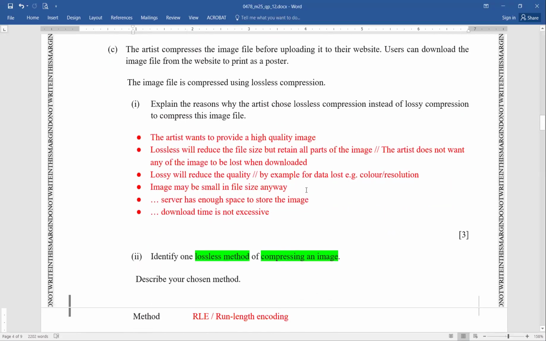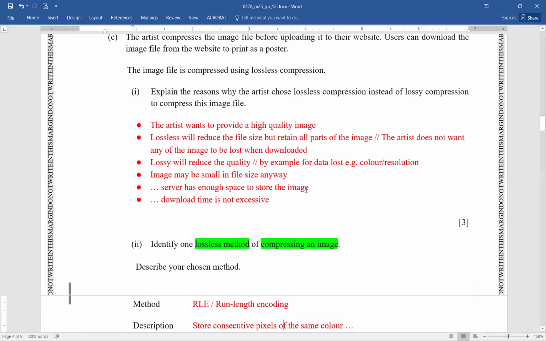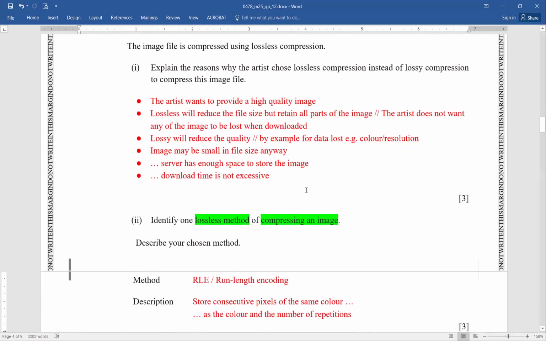Now, identify one lossless method of compressing an image, and describe your chosen method. And this is what we have studied actually: RLE, or run length encoding, with respect to images. Now, be very clear. I'm telling you, it's a 3-mark question. That means 1 mark for identifying the method, which you have identified as RLE or run length encoding, and the 2 other marks are for describing it properly.